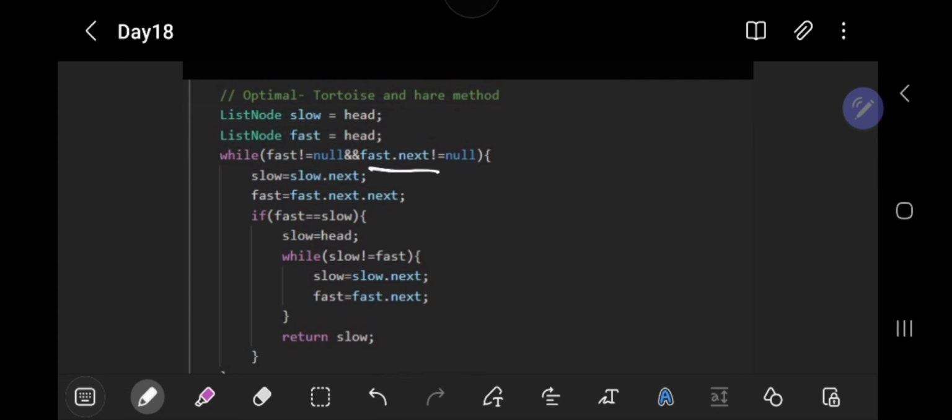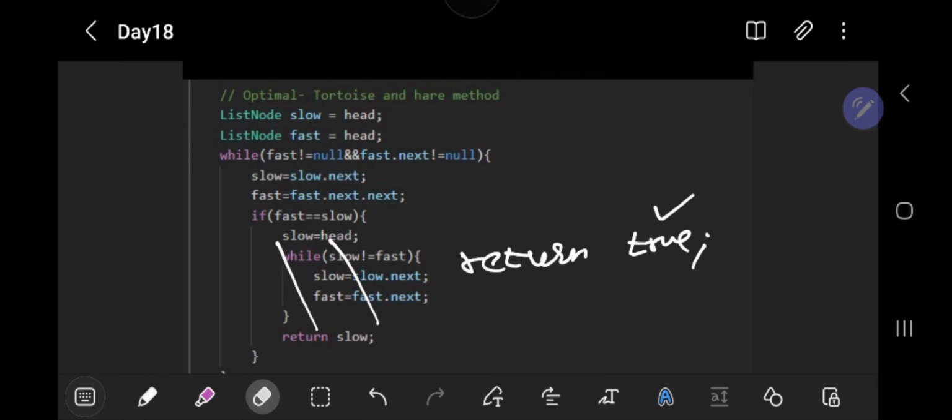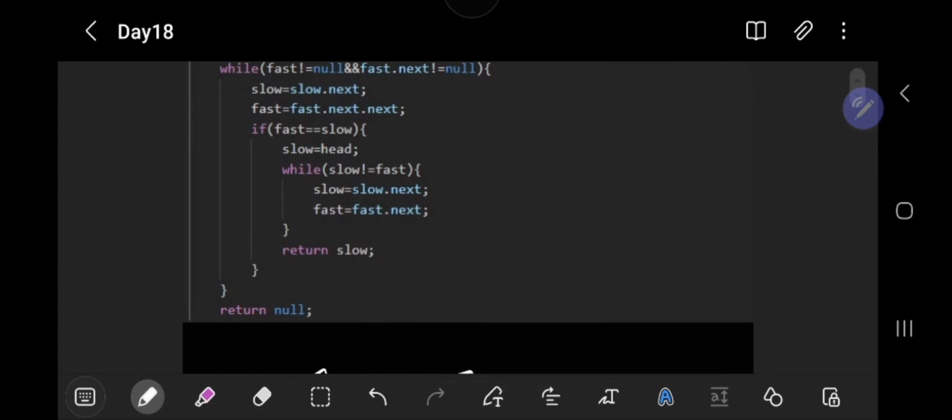What does this mean? If fast reaches the last node, so we'll be moving fast till it reaches null or it reaches the last node. So slow moves one step and fast moves two steps. In case fast and slow meet at a point, initially we were returning true, mentioning that yes, there is a loop in this linked list. So we were returning true, but here we are asked to find the first starting point of the loop.